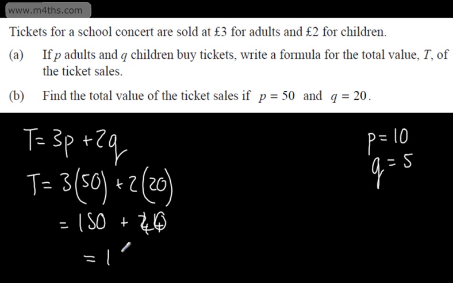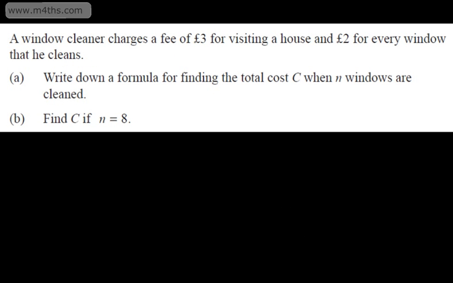So we've got now 190. So we would say now that this is going to be £190. So this now is a formula to work out the value of the ticket sales, or if you like, the revenue.